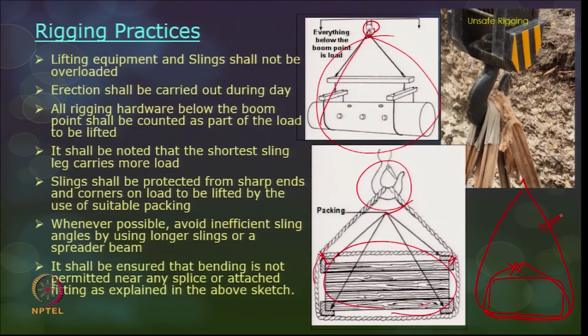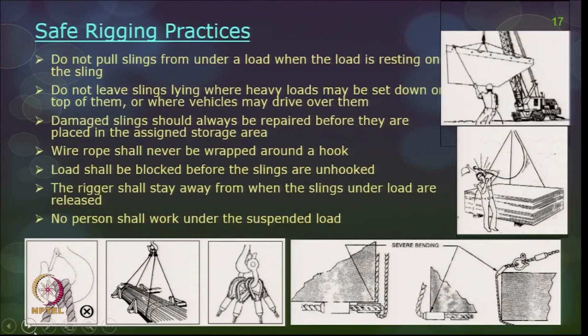It shall be ensured that bending is not permitted near any splice or attached fitting, as shown in the sketch here. So, these sharp severe bendings are not allowed in slinging practices. Do not pull slings from under a load when the load is resting on the sling, as shown here. Do not leave the slings lying where heavy loads may be set down on top of them or where vehicles may drive over them, so that the slings are not damaged.